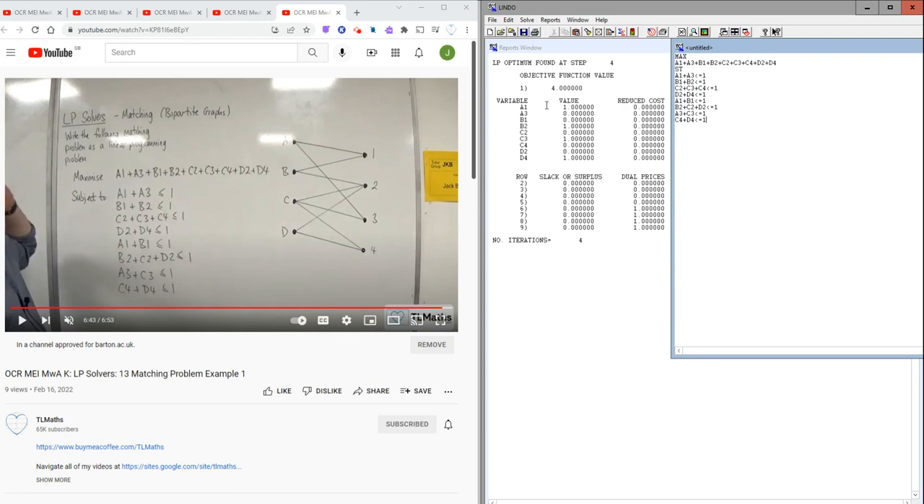But let's interpret this. So we've got A1 being chosen. So we've got A1, we've got B2, we've got C3, and we've got D4. Okay, so that is a perfectly valid solution. And as I said, there may be more than one solution to it, but Lindo will only output one of them. So that's how we can interpret a matching problem from Lindo.